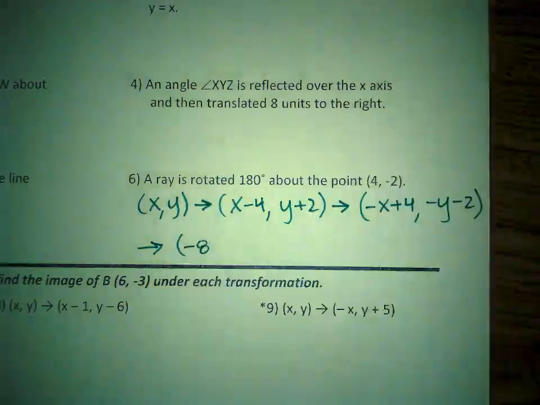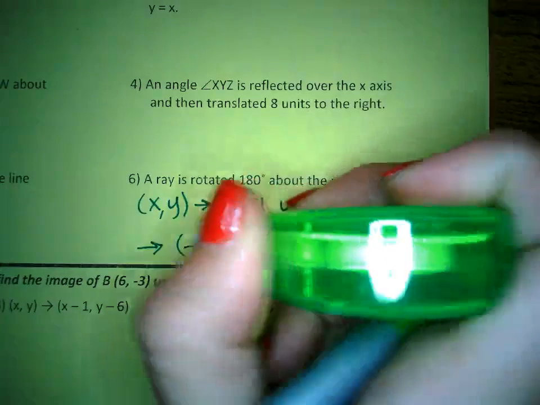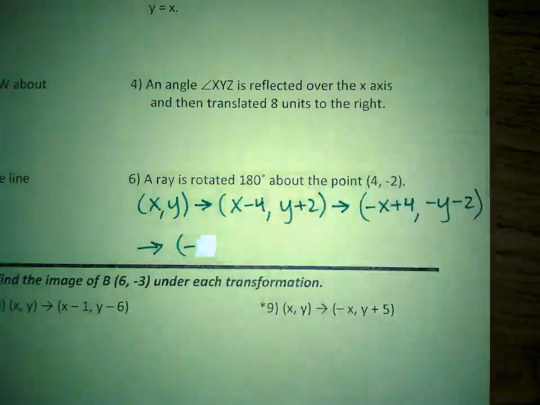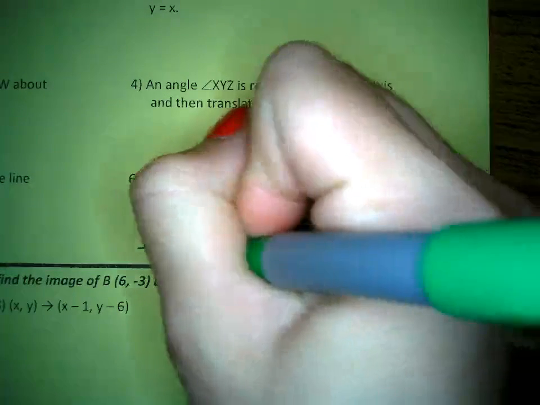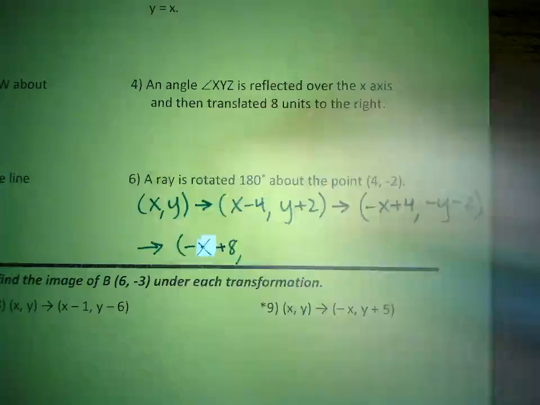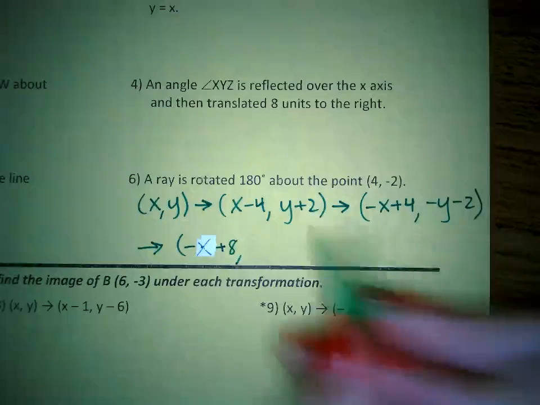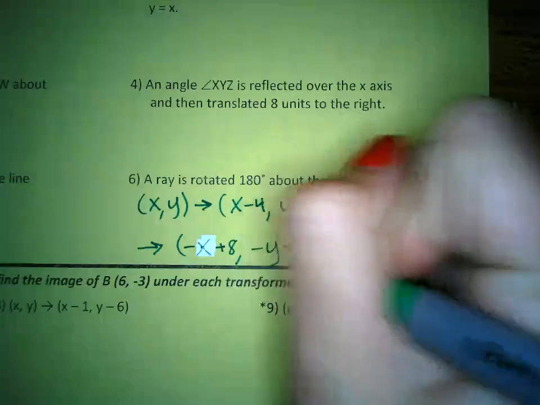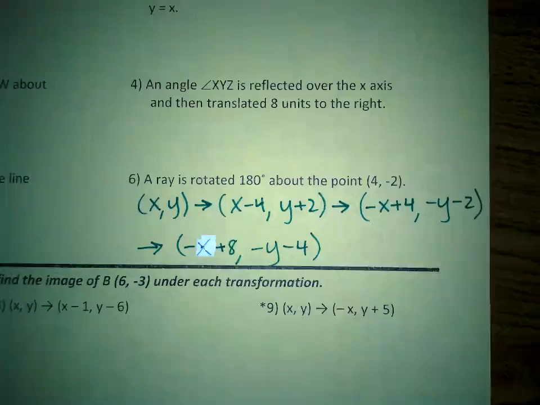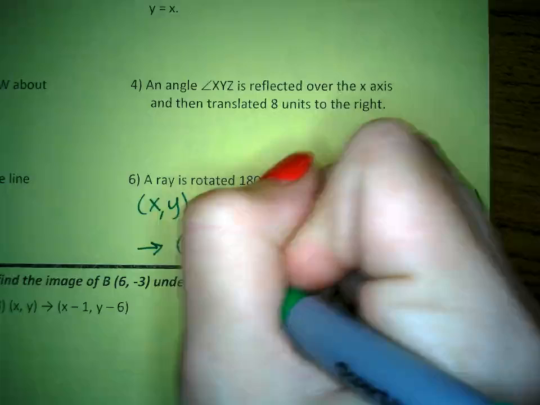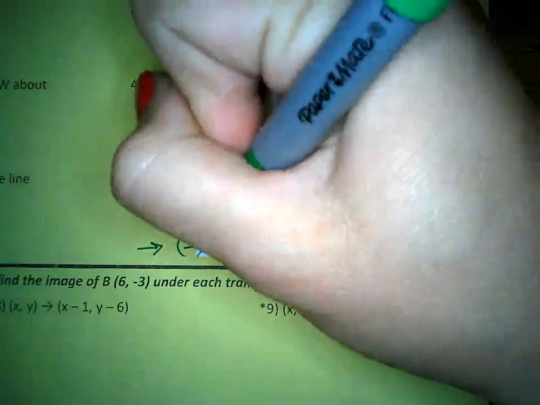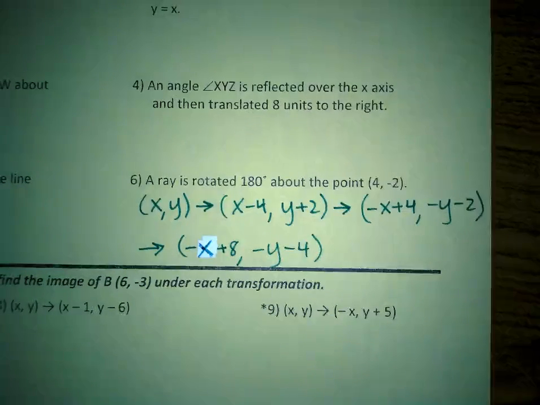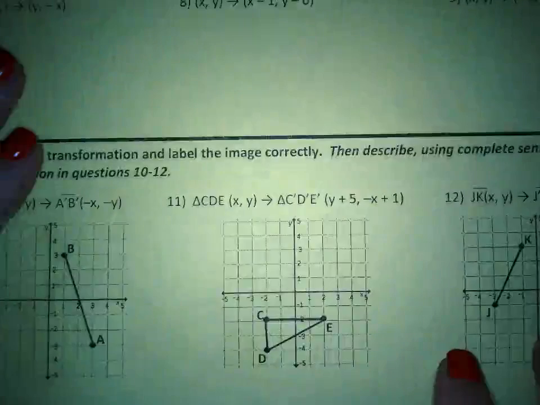So if we add 4 to the first coordinate, that's negative x plus 8. And if we subtract 2 from the last coordinate, that's negative y minus 4. Sorry that didn't show up very well, but I'll try and darken that in a little bit. All right, now let's go ahead and take a look at question number 11.